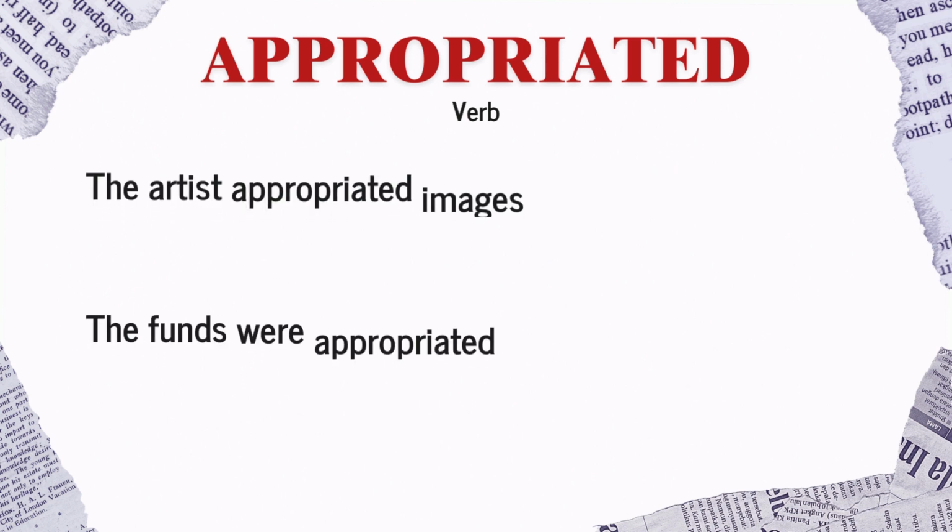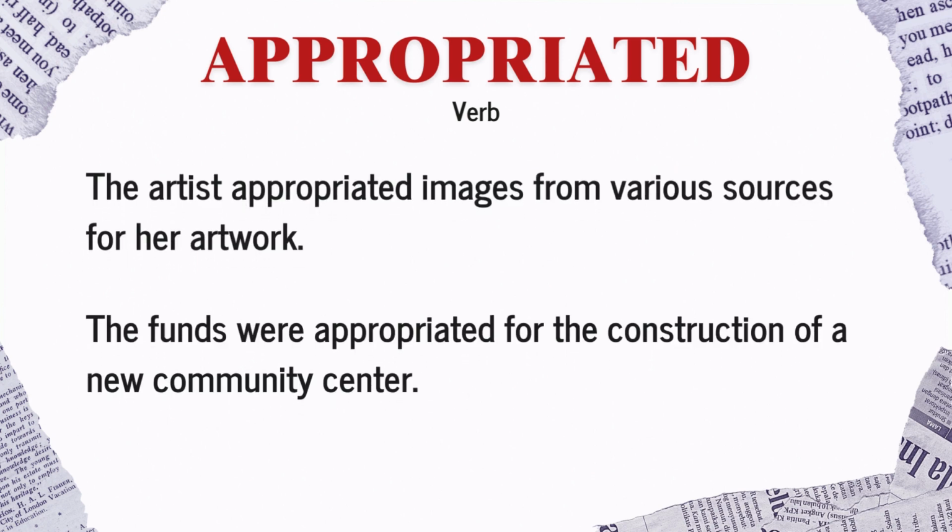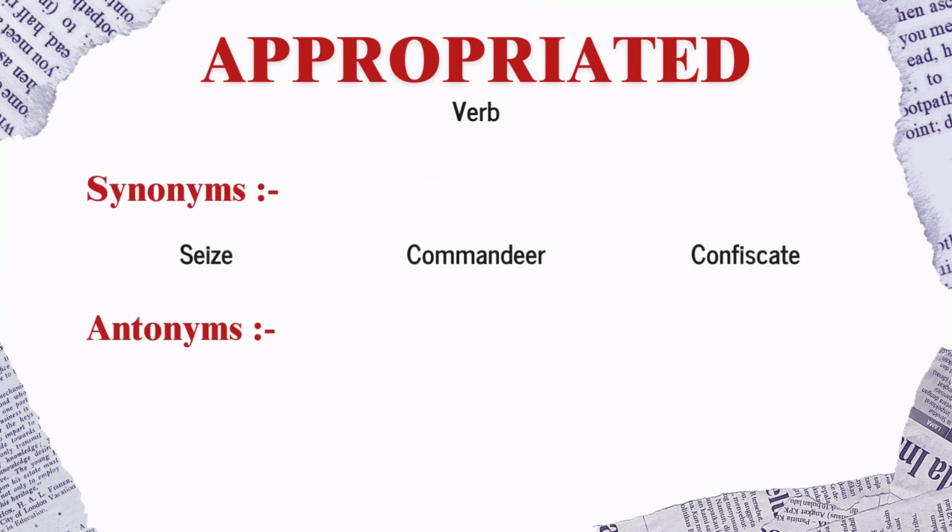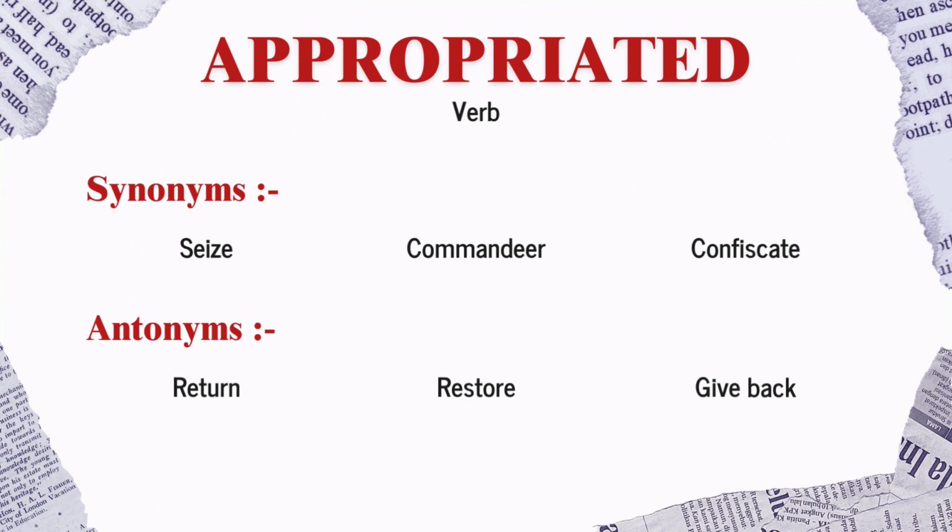Let's see some examples. The artist appropriated images from various sources for her artwork. Another example would be, the funds were appropriated for the construction of a new community center. Some synonyms for appropriated are seize, commandeer, and confiscate. On the other hand, words with opposite meanings, or antonyms, include return, restore, and give back.